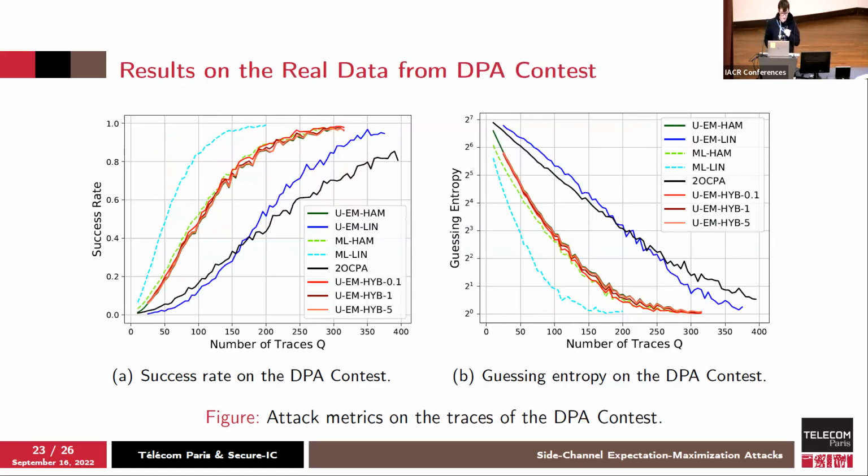And finally, we applied these attacks to the DPA contest, and it worked quite well. You see that UM lean, we have the same problem. It does not really work well without regularization. A bit better than second order CPA at some point, but for less than 150 traces, not better.